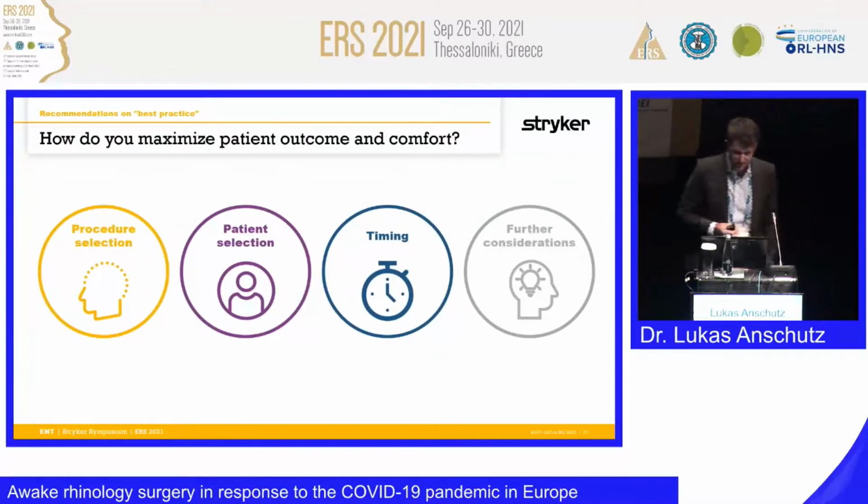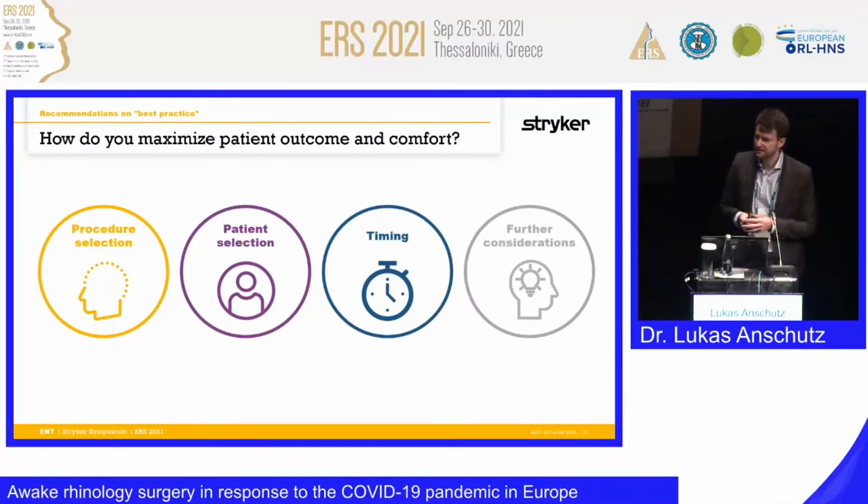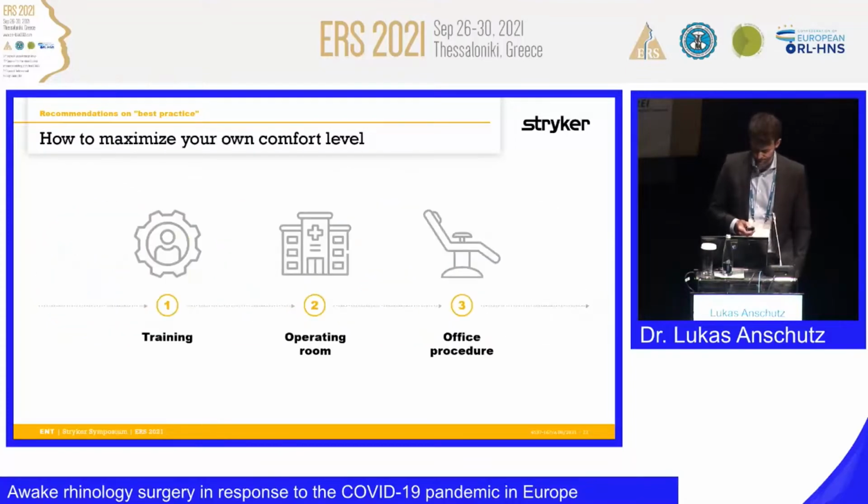Okay, so I think one of the most crucial things, and it has already been said before, is that you select an appropriate procedure to start off with, one you feel comfortable with during the surgery. And you need to select the right patient for this procedure and to have it at a good time. In the end, I will give you some further consideration, especially on the setup of the room. So, how can you maximize your own comfort level during this kind of surgery?